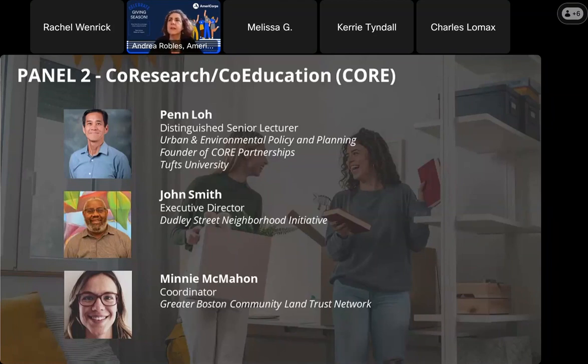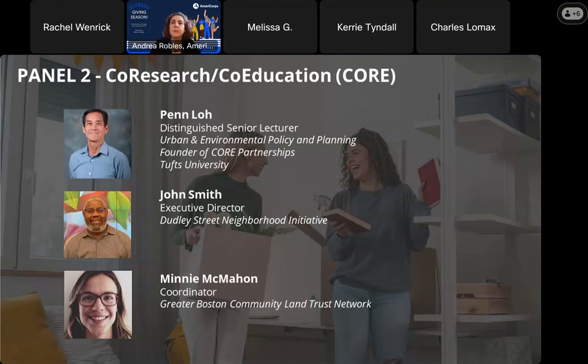She started at DSNI in 2019 as the Project and Operations Manager at Dudley Neighbors Inc., the Community Land Trust. Before that, Minnie worked for small farms in Massachusetts, California, and New York, growing flowers, developing systems, and advocating for workers' rights. John Smith is the executive director of the Dudley Street Neighborhood Initiative.